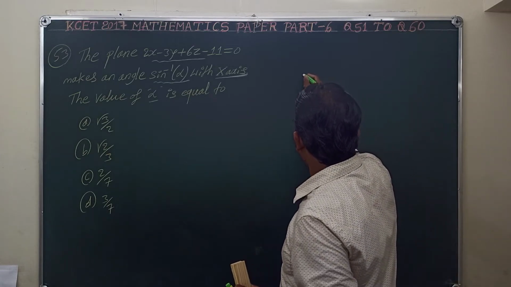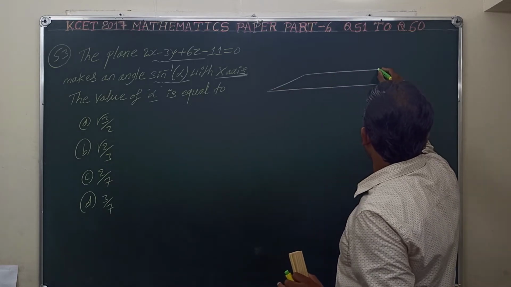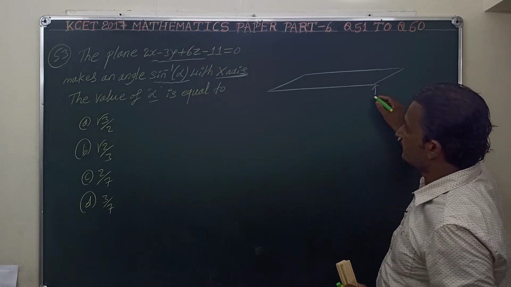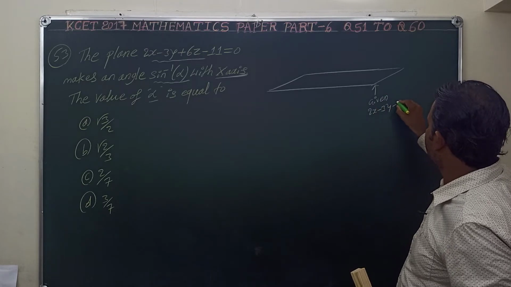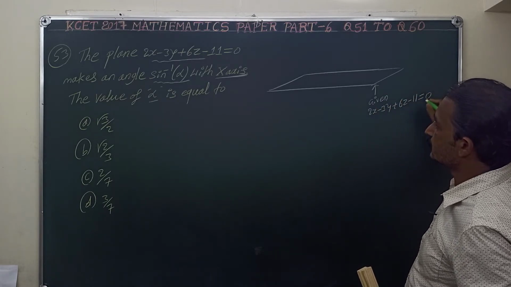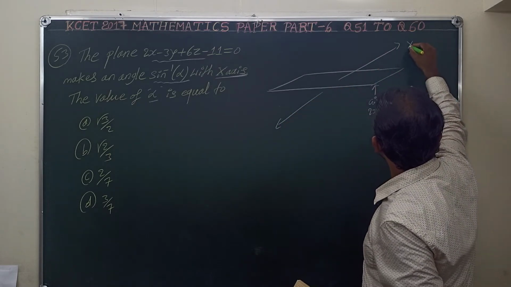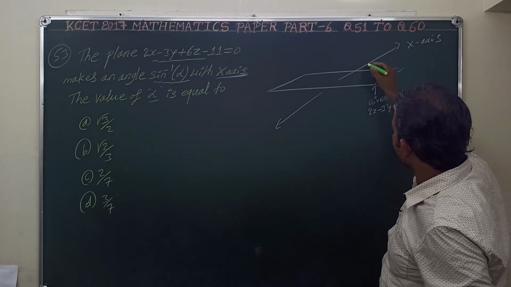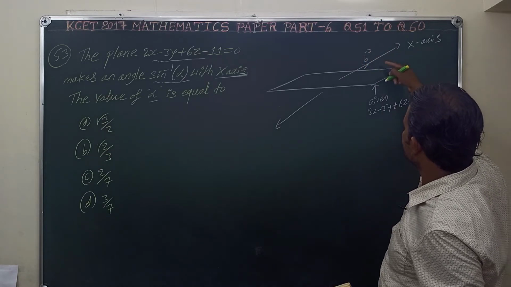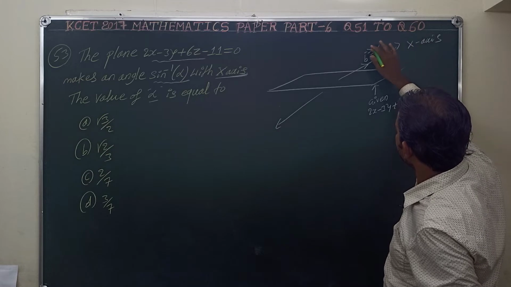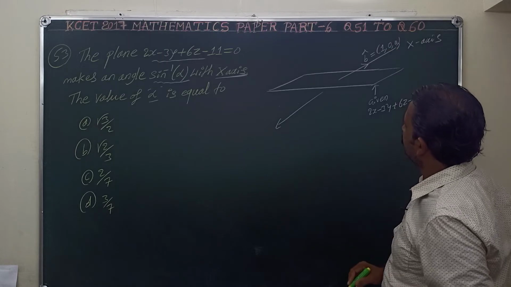So the line is given and the plane is also given. The given plane equation is 2x minus 3y plus 6z minus 11 equal to 0, and the line is the x-axis. Consider the unit vector along this x-axis, that is called b. Direction ratios of the x-axis are 1, 0, 0. So the unit vector b also has direction ratios 1, 0, 0.